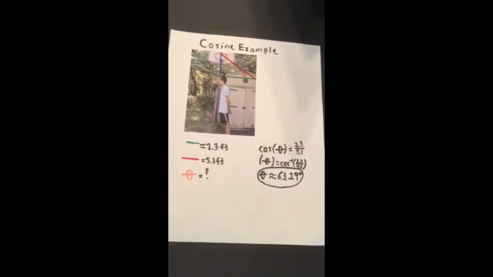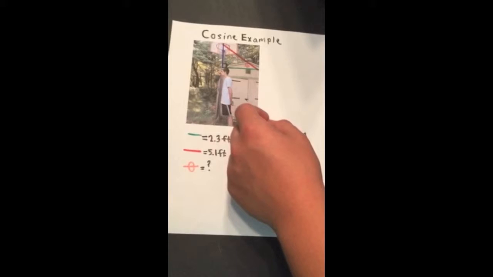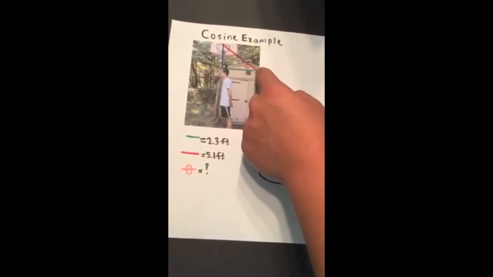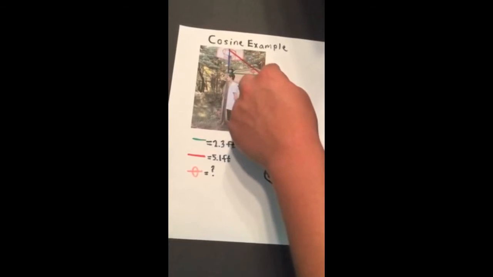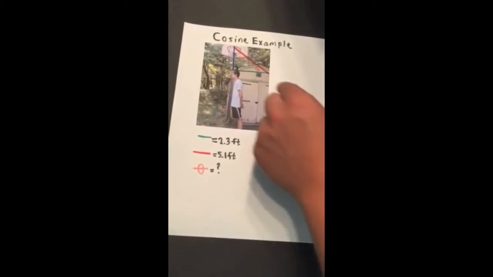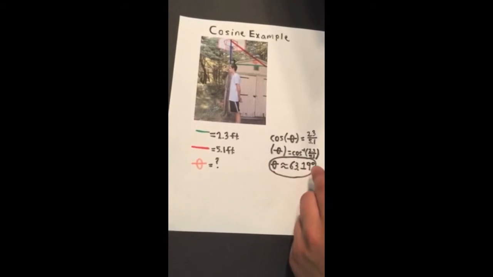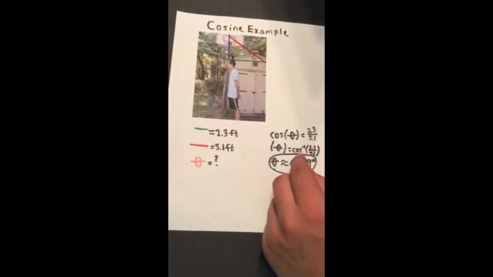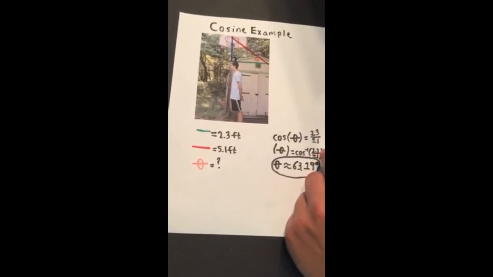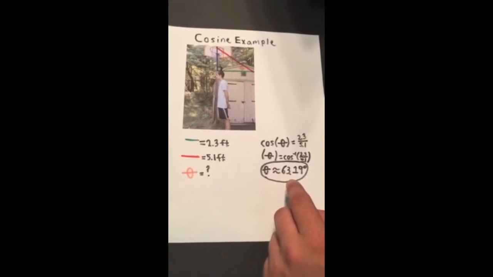Now for the example for cosine, we're given that the distance from Kyle's head to the edge of the shed is 2.3 feet. And the distance from the basketball hoop to the edge of the shed is 5.1 feet, and we have to figure out theta. So cosine of theta would be 2.3 over 5.1. We then use the inverse of cosine times this ratio to figure out theta, which is approximately 63.19 degrees.